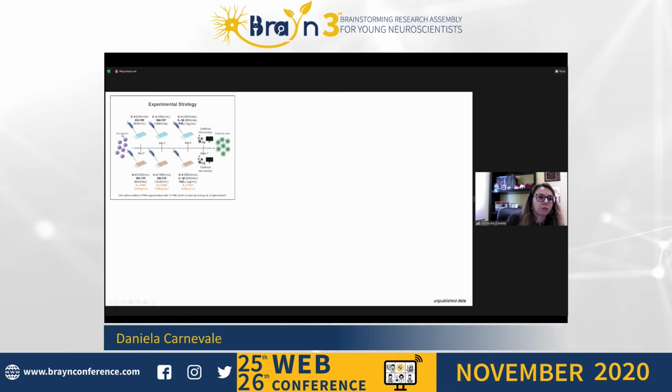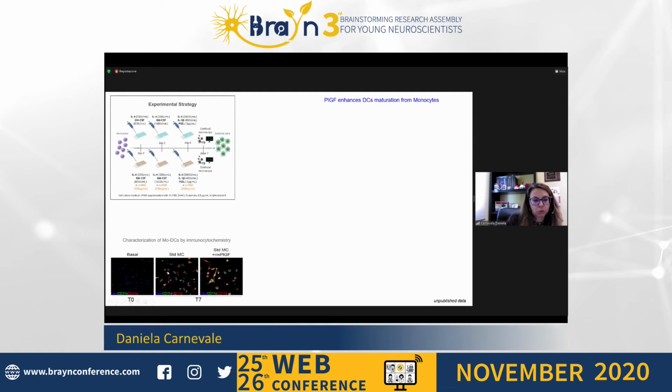process of maturation from monocytes toward dendritic cells, and with a system whereby we can stimulate and reproduce in vitro the process of maturation, we analyzed the effect of placenta growth factor that was added to this system. And by characterizing the response by immunocytochemistry, we were able to appreciate that the addition of recombinant PLGF was able to induce a state of maturation of dendritic cells that was enhanced as compared to a standard protocol.